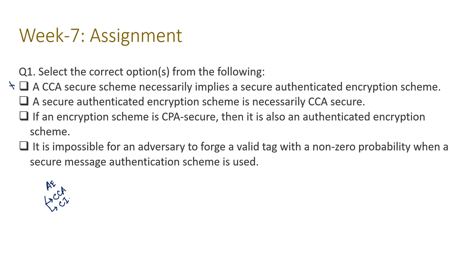What about this? This is true. Obvious. If it is an authenticated encryption scheme, then it has to satisfy both the properties. So of course CCA security will be satisfied. So this is true. Next statement says if an encryption scheme is CPA secure, then it is also an authenticated encryption scheme. What about this?